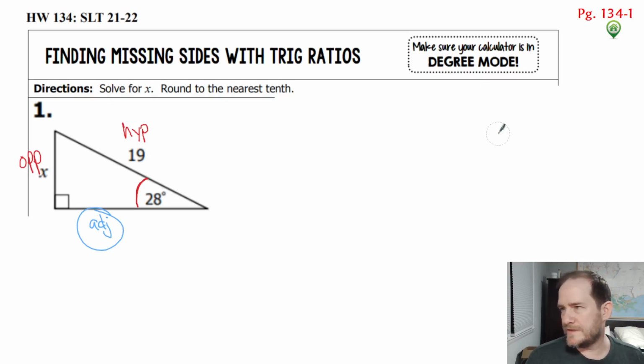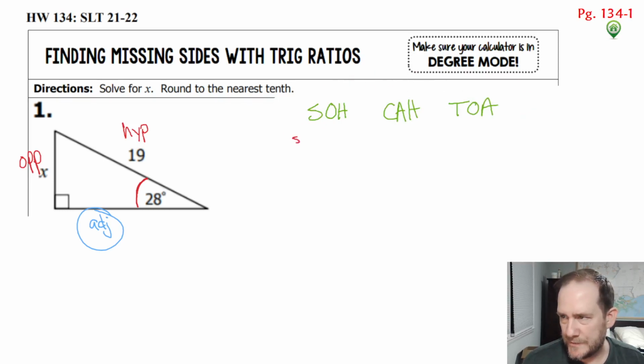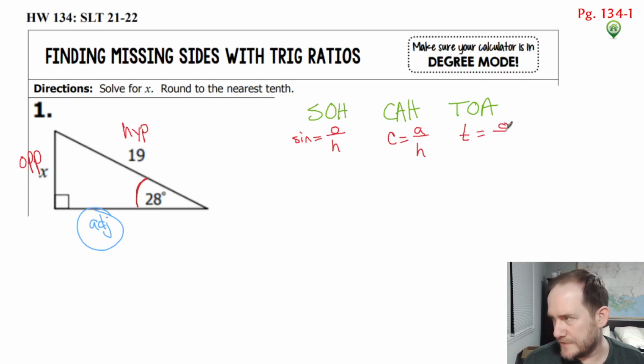So once everything's labeled, you need to figure out whether this problem is involving sine or cosine or tangent. And of course, we're going to fall back on SOHCAHTOA to remind us which function is which. We know that sine is opposite over hypotenuse. Cosine equals adjacent over hypotenuse. Tangent equals opposite over adjacent.